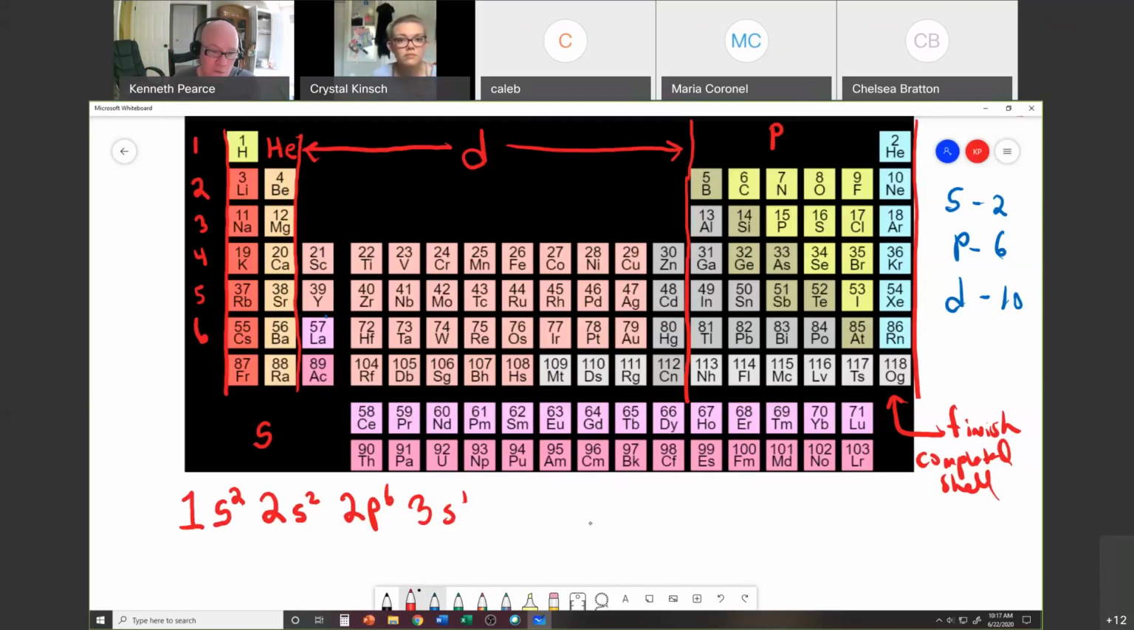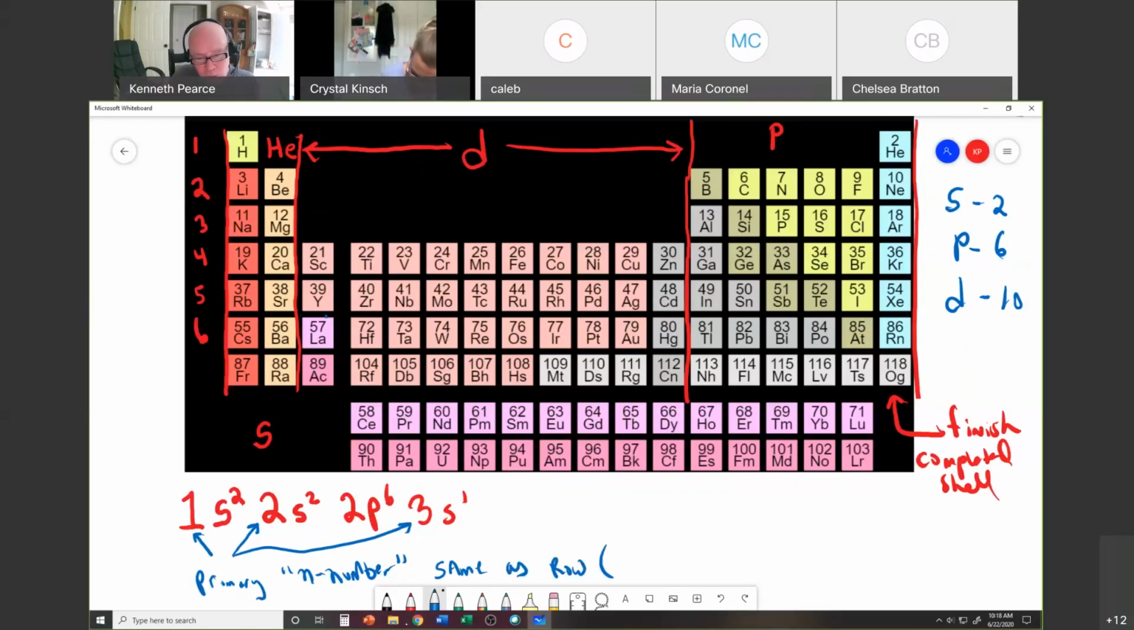And what do we have here that's important? First off, this number right here in the front, this number right there, is the primary, or the N number. All right, that's the primary, the N number, that first number. And it is the same as the row period for your S's and P's. Okay, it's the same as the row number for the S's and the P's.